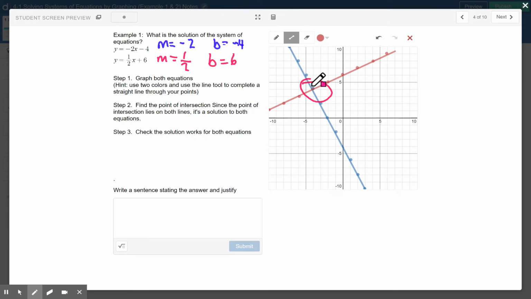So they intersect at -4, 4. Remember, it's x comma y. So then that's what I want you to type. It's one solution because they intersect at -4, comma 4.